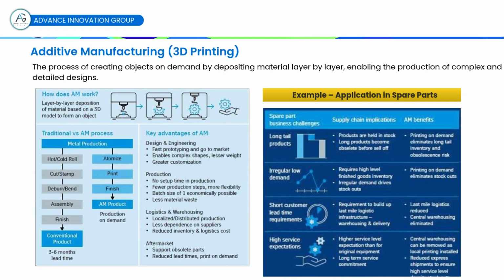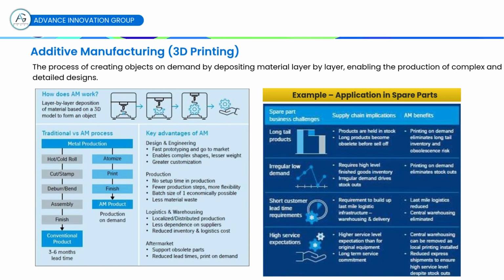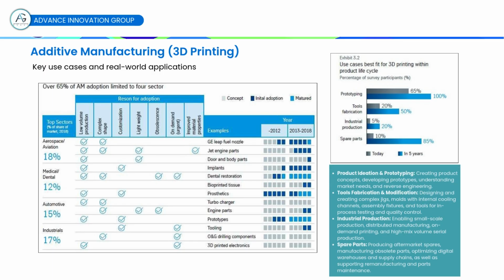Additive manufacturing, 3D printing. Additive manufacturing, or 3D printing, involves building objects layer by layer. It enables on-demand production, custom designs, and geographical flexibility. This is a game-changer for industries like aerospace, healthcare, and automotive, especially for making spare parts, custom tools, and rapid prototypes.